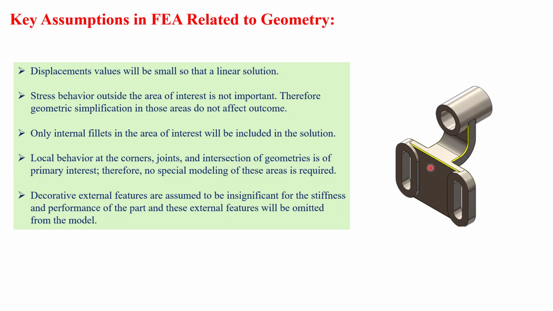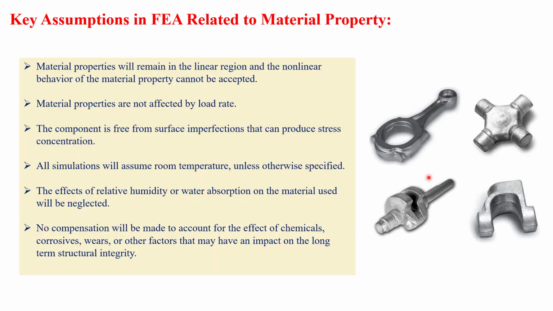So we have the decorations. If you have a name and so on, that is not going to impact a lot. We can exclude them, we can just remove them. So that is what the assumptions related to the geometry are. I hope it is clear. Next one is the material properties. So some of the assumptions related to material we have here.